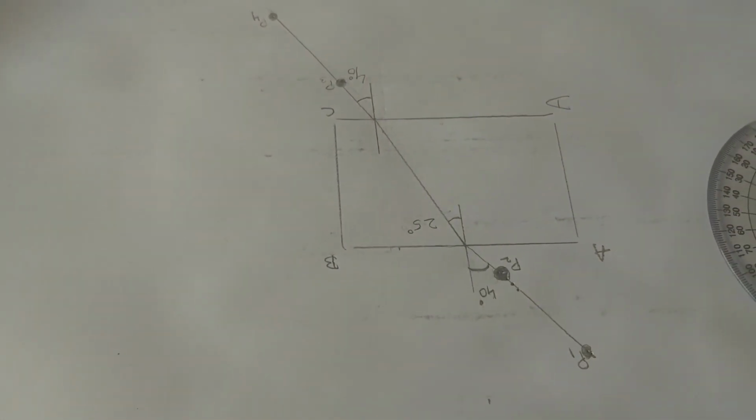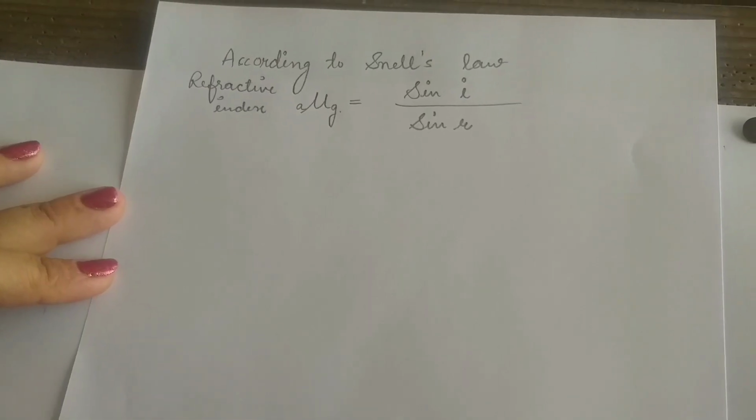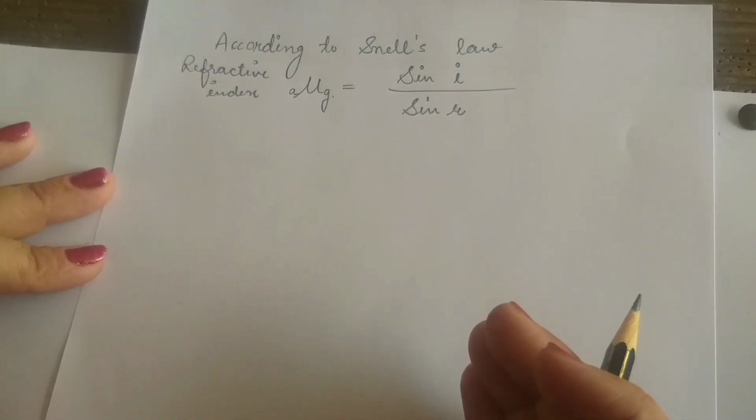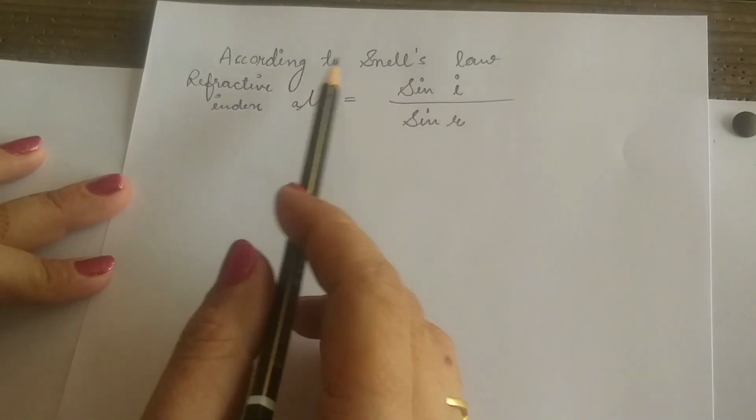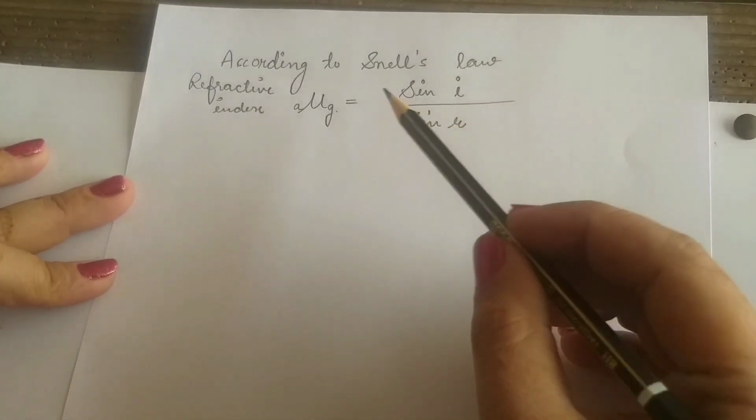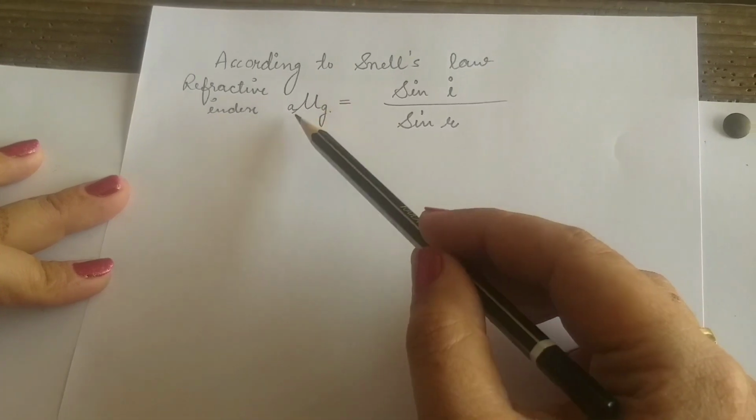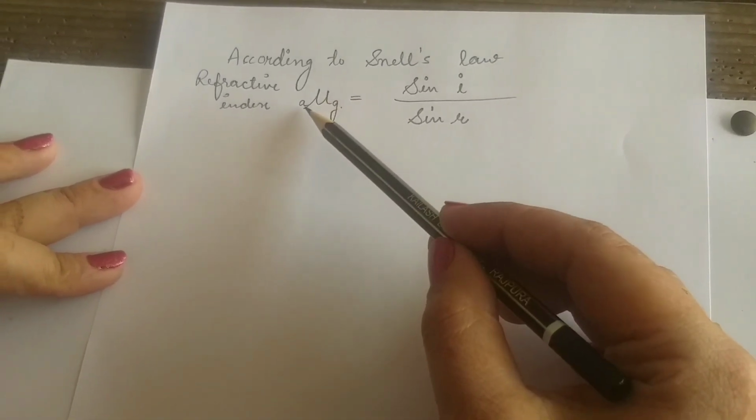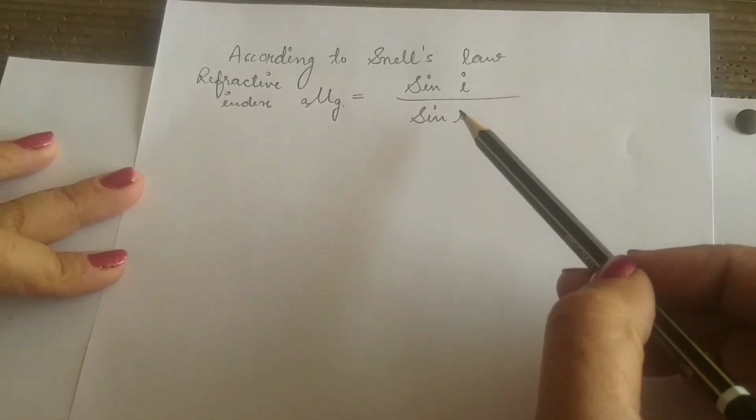Now let us calculate the refractive index of glass. For that we are going to use Snell's law. According to Snell's law, the refractive index of glass is given by this relation, mu_ag. ag stands for air to glass. The light is going from air to glass. So the refractive index of glass is given by sin i upon sin r.